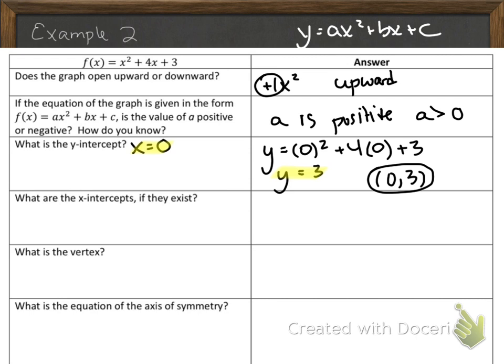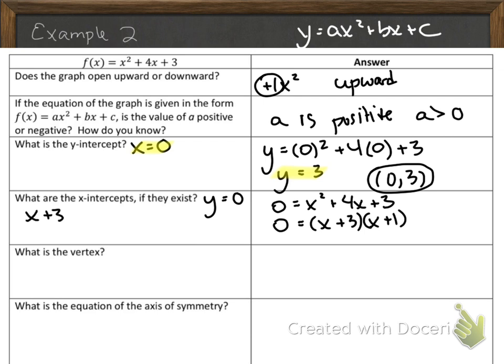So that is the y-intercept, the point 0, 3. What about the x-intercepts? How can we find them? Well, to find the x-intercepts, we need to set y equals 0. So what does that look like? We have 0 equals x squared plus 4x plus 3. We did these a long time ago, and we can factor this. We get x plus 3 times x plus 1. We have x plus 3 equals 0 or x plus 1 equals 0. If we subtract 3 from both sides, and subtract 1 from both sides, we have either x is equal to negative 3 or x equals negative 1.